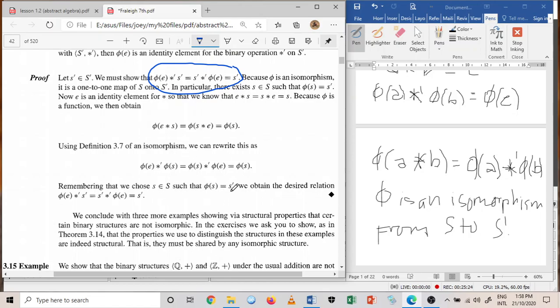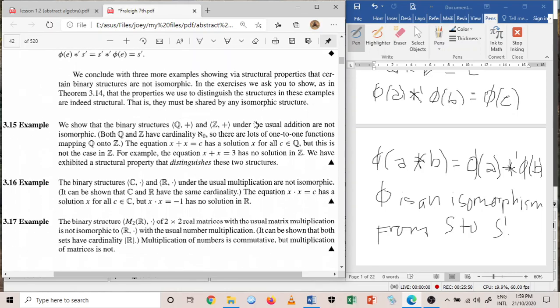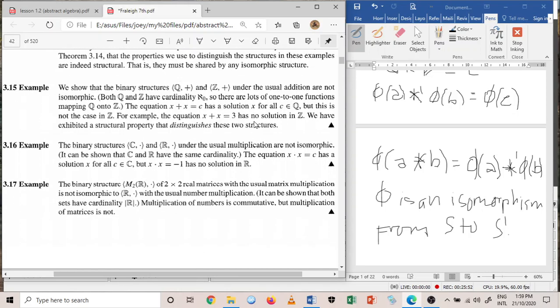Therefore, indeed, the image of E in S prime is also the identity element for the operation asterisk prime in S prime. Okay, so that is what we need to prove in this theorem.